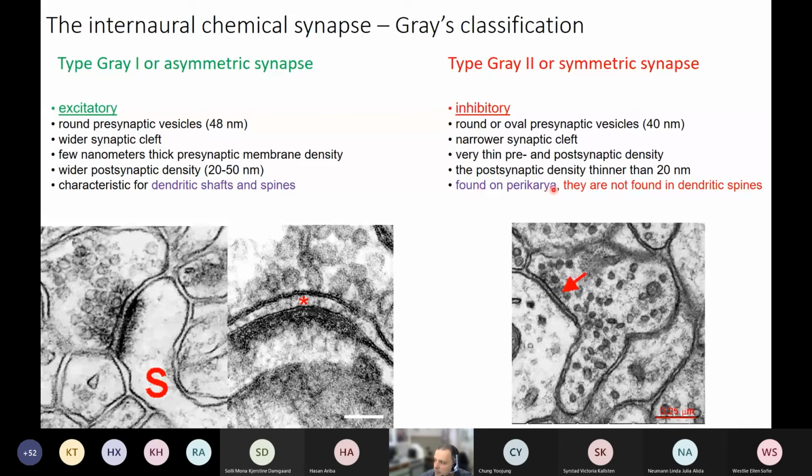They are found on the cell bodies, but they do not occur on dendritic spines, because that was the excitatory one. So please compare the Gray 1 and Gray 2. And if the question arises, what are the differences, your examiner most likely wants to get these points.